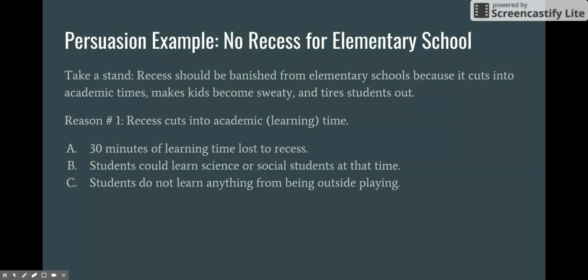That's the case I'm trying to make, that they could spend 30 minutes in the classroom instead. Students could learn science or social studies at that time. So instead of being outside and playing, they could be learning something new. Students do not learn anything from being outside playing. So I'm making the case that the only way that they're going to learn something new is in the classroom, which may or may not be true, but I'm making the case and trying to persuade someone about it.